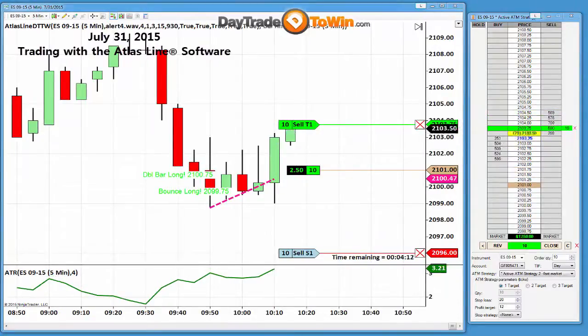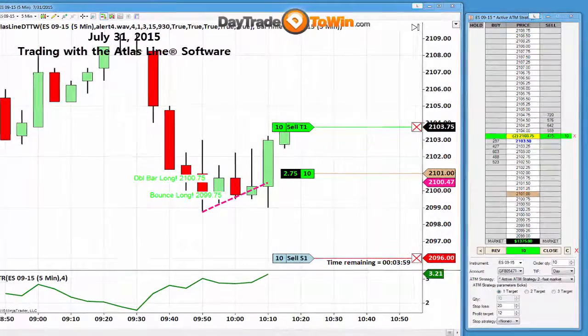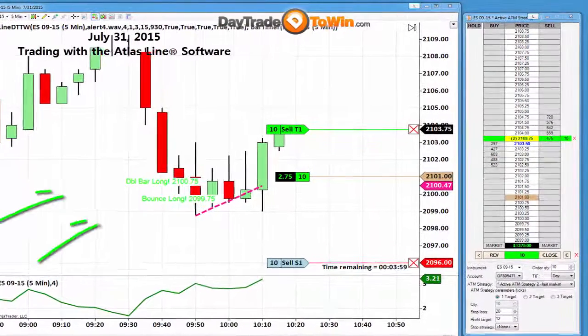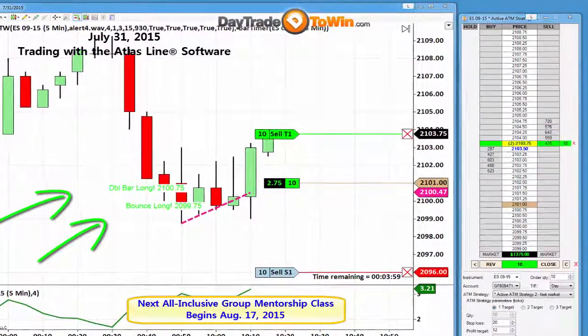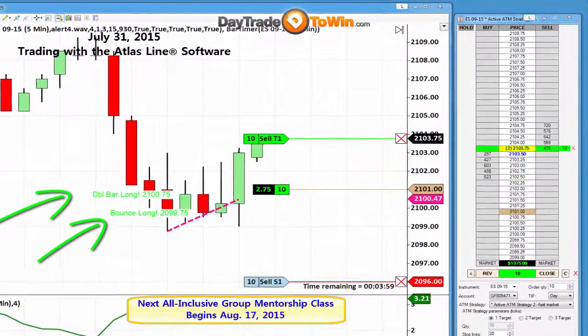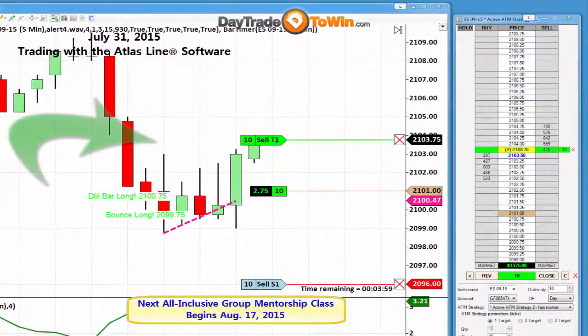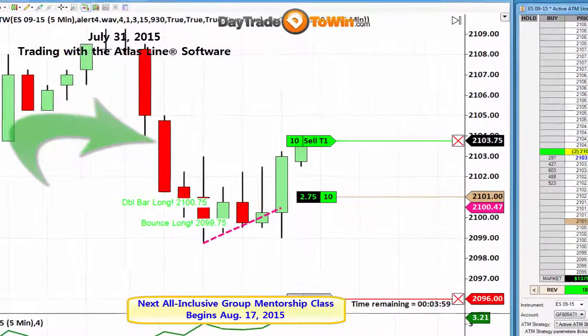I'm going to explain to you what's happening. Okay. Target filled. So what are we looking at? We have the Atlas line software giving us these signals. You see double bar long, you see bounce long. What do they mean? They're telling you to go long, basically using price action. The price is above the Atlas line. The orders are based off closing prices of these candles. They're specific, you can use market orders, but you're long.